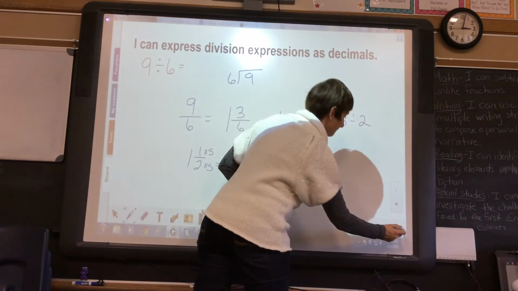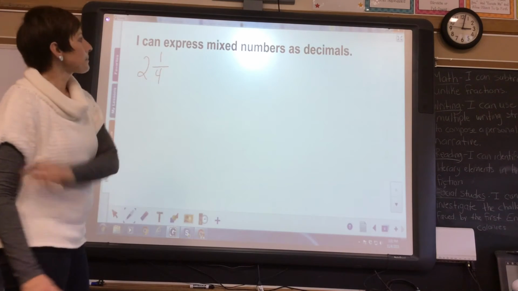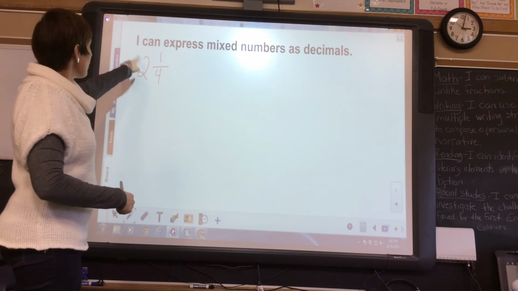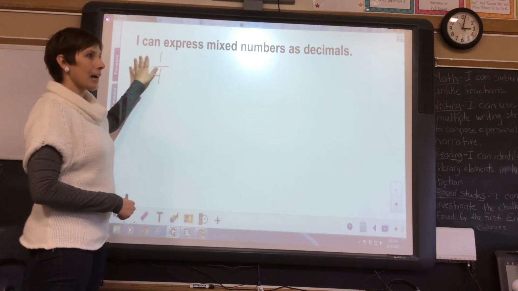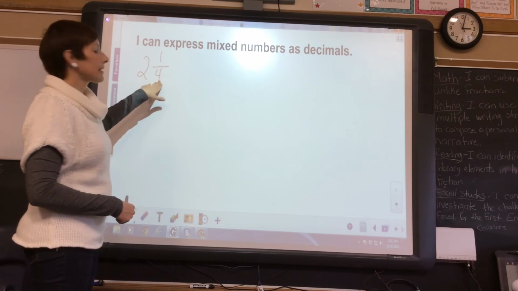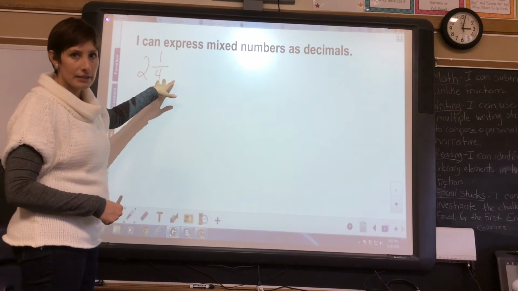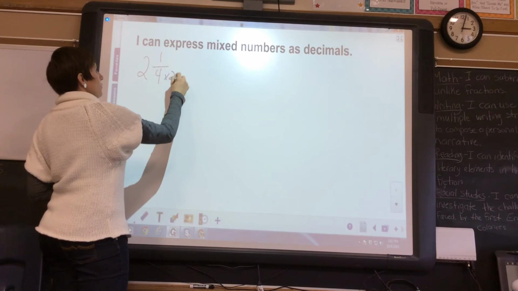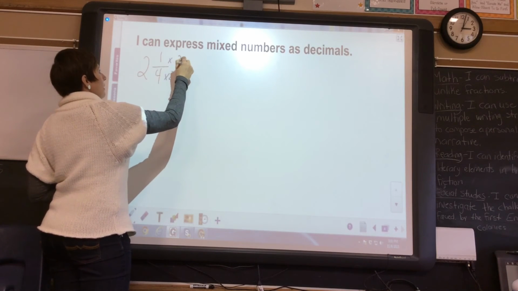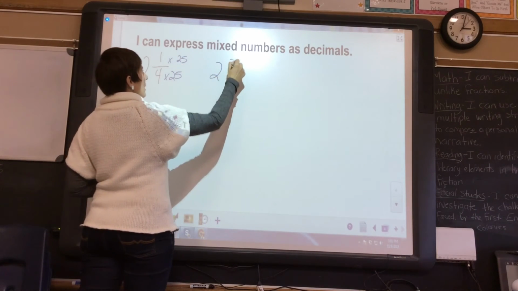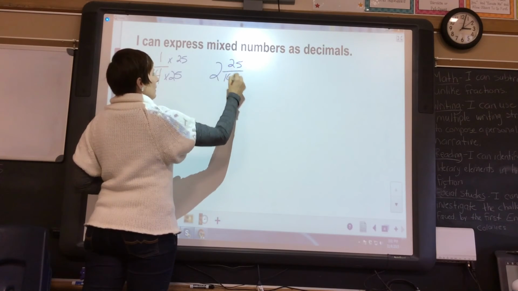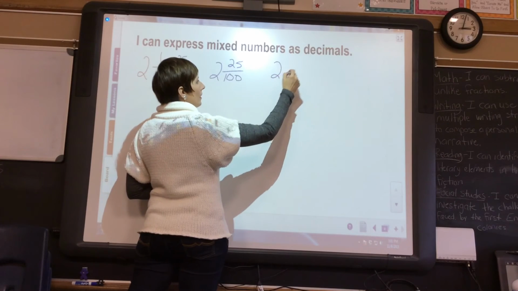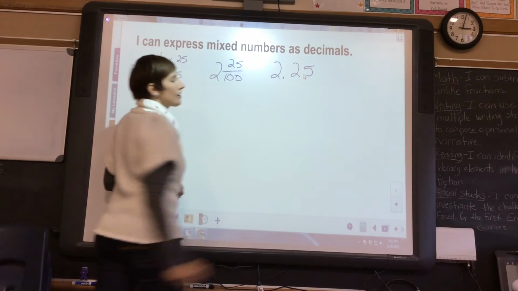One more thing. I can express mixed numbers as decimals. We just kind of did that on the previous one. If we have 2 and 1/4, you need to think, how can I turn this into a 10, 100, thousandths? And hopefully you all know that if we multiply 4 times 25, it equals 100. So we'd have 2 and 25 hundredths. And if you wrote that as a decimal, 2 and 25 hundredths.